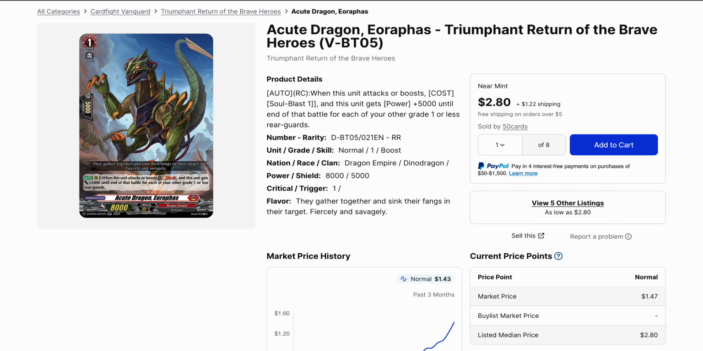We're going to stop there. We'll see what happens to it after the announcement. There have been some Dragon Empire buyouts and increases, and one of the big ones right now is actually Acute Dragon Arrow Foss, which is from set 5.